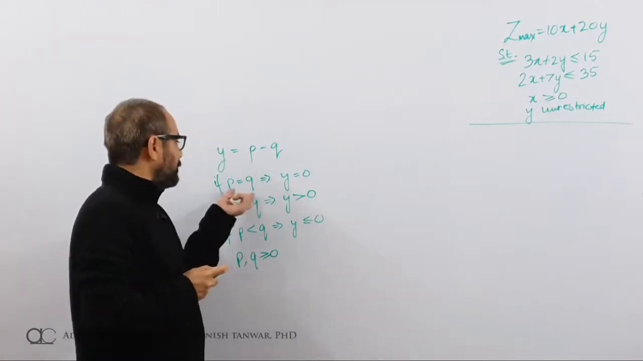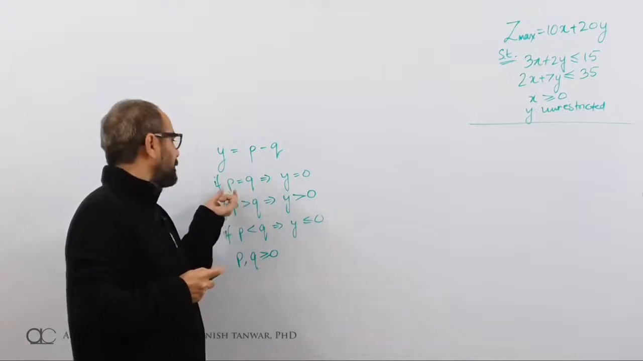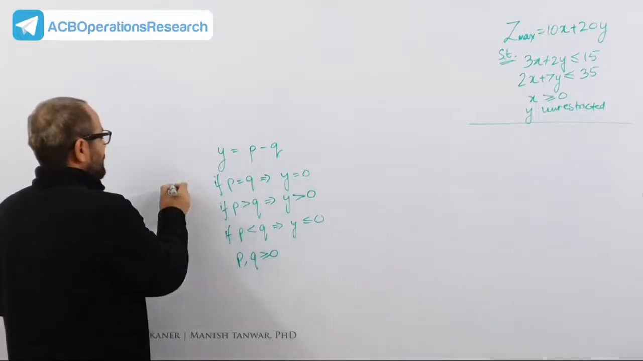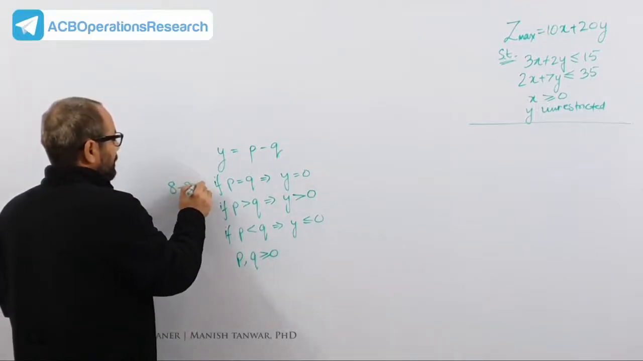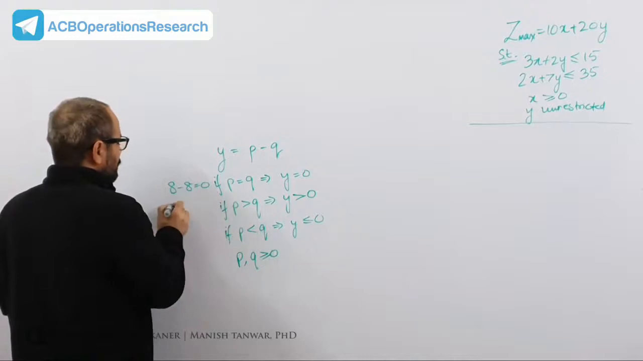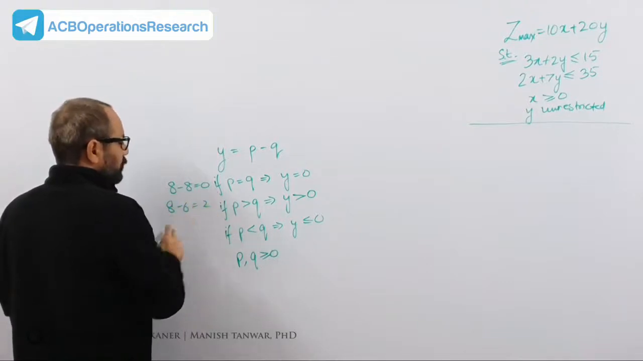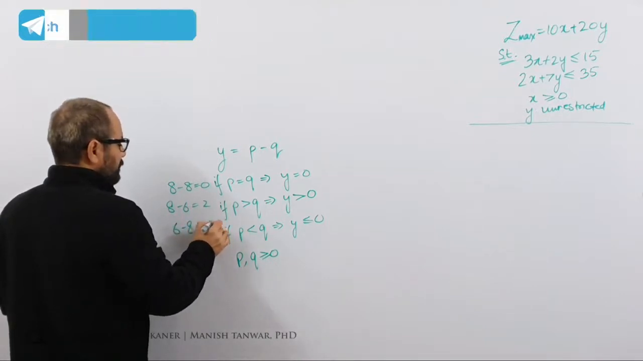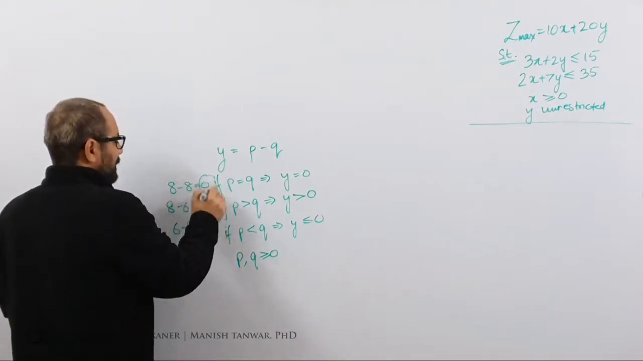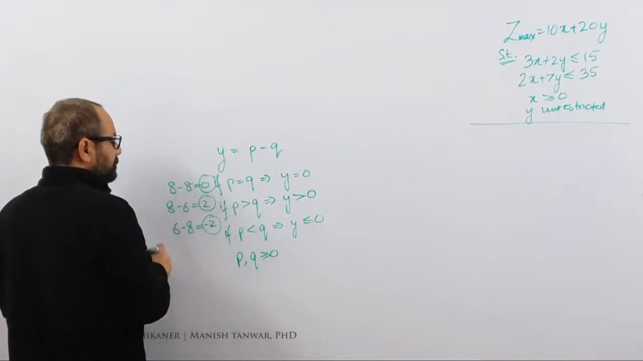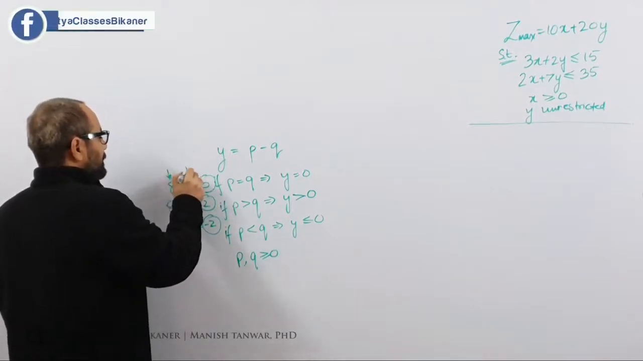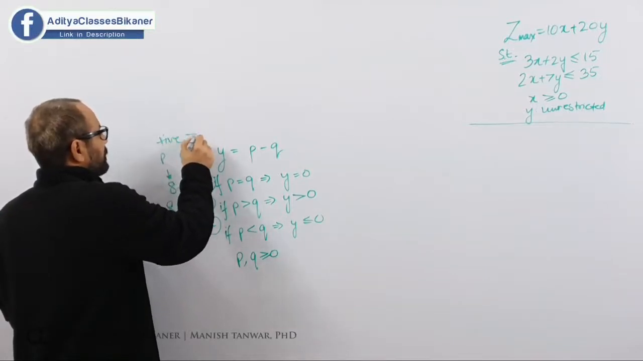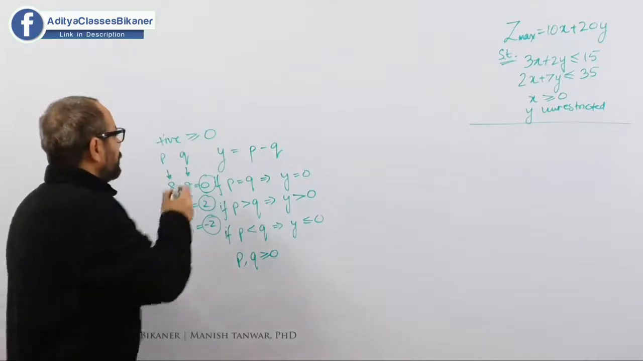Here we can see both of p and q are positive. If they are equal, we'll be getting a 0. Let us say this was 8 minus 8 giving me a 0. This time p is greater than q, so 8 minus 6 giving me 2. This time p is smaller, so 6 minus 8 giving me minus 2. So y can take a 0, y can take a positive, y can take a negative. But in each case, my p and q are positive, or in other words, greater than 0.